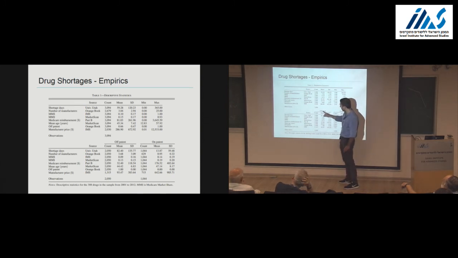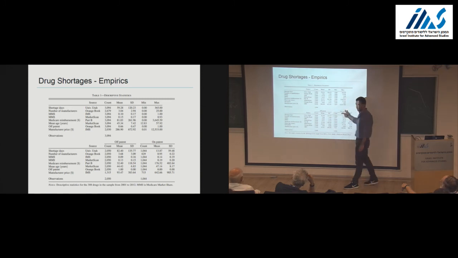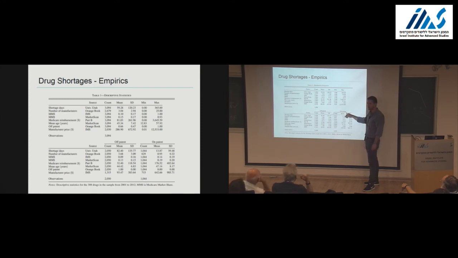Let me skip the descriptive statistics, though. Let me mention one differentiation we'll make: off-patent versus on-patent. For drugs that are on-patent, there's only one firm producing them. They're not going to be subject to this, because they can charge the monopoly price all the time. So we shouldn't see many shortages in the on-patent drugs.